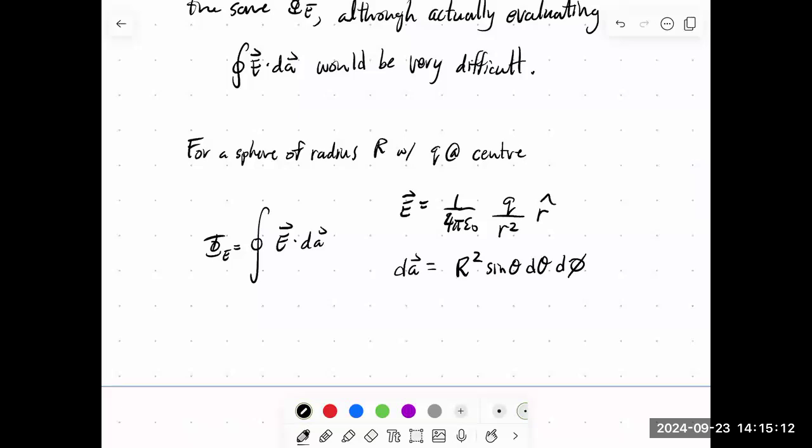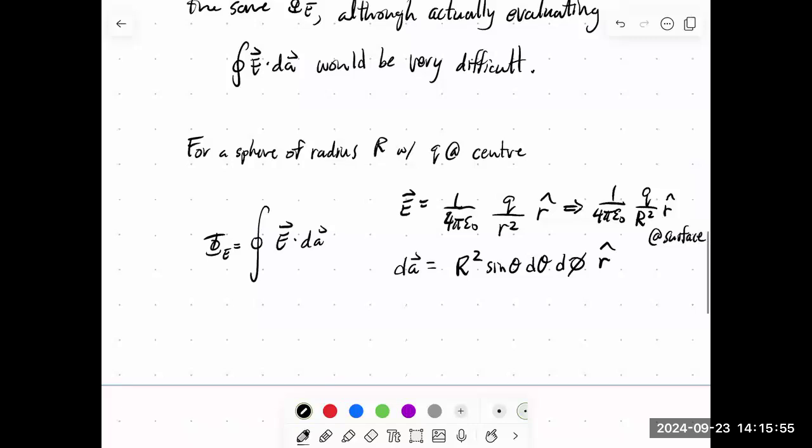And the definition of this dA vector is that the direction points radially outwards from our spherical surface. So it's perpendicular, normal to the surface, and pointing out. And so that is the r hat direction. So this is in general the electric field. At the surface, r is going to be constant and equal to capital R. And so this is going to be 1 over 4 pi epsilon naught q over capital R squared r hat at the surface.